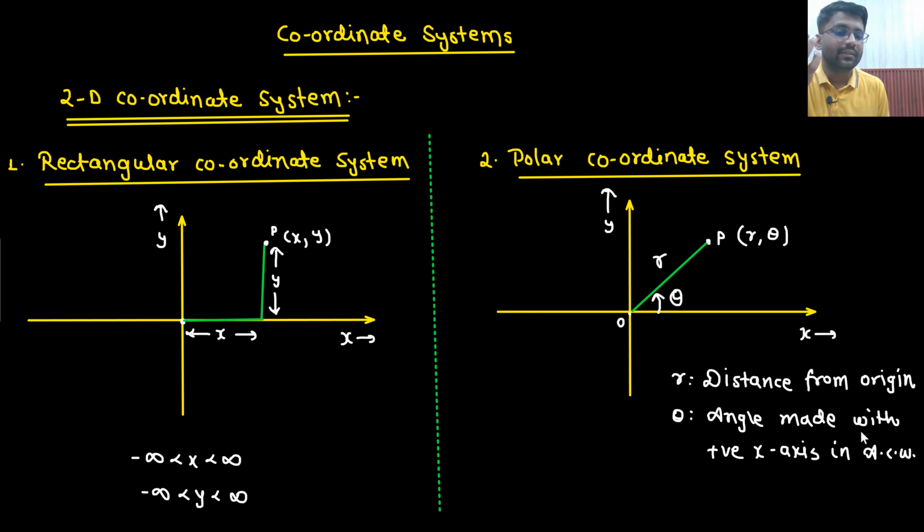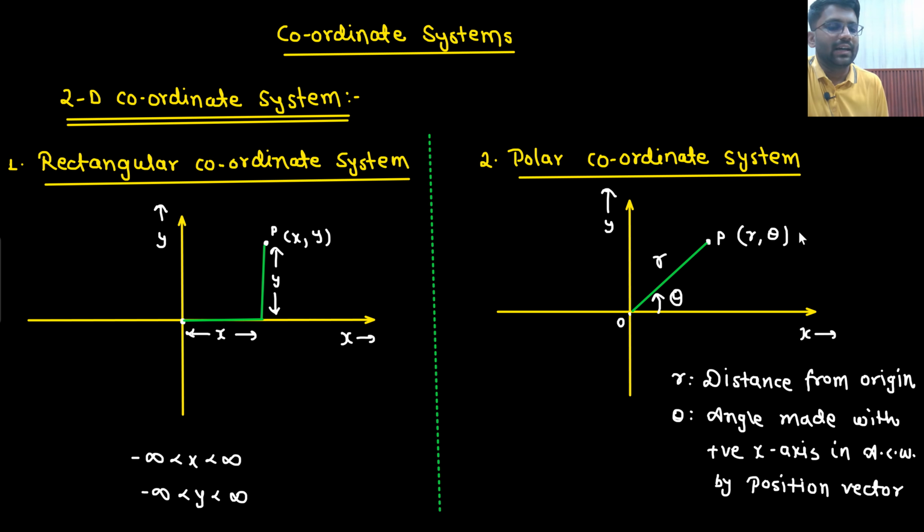Angle made with the positive x-axis in the anti-clockwise direction by this position vector. This line is known as the position vector. Is that clear to you?